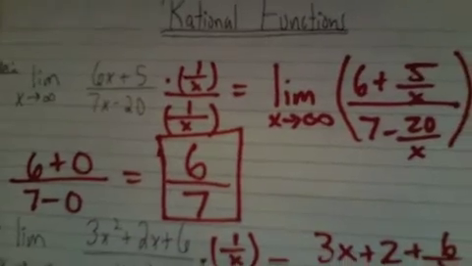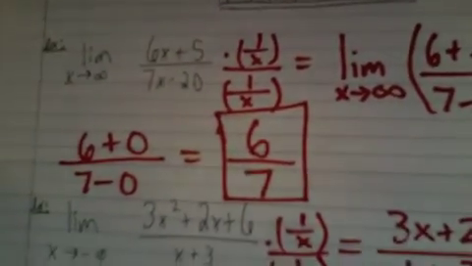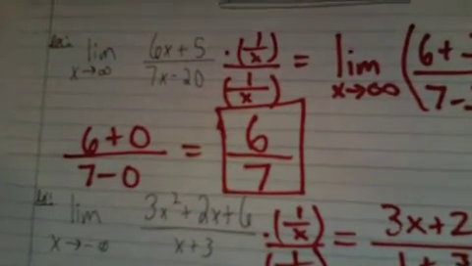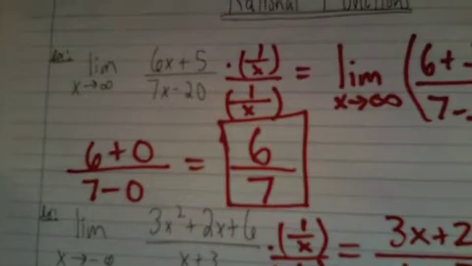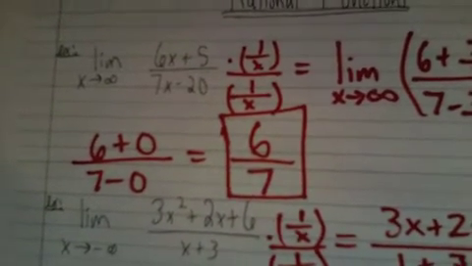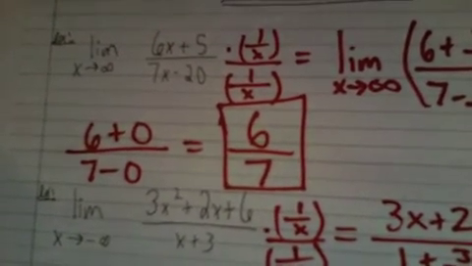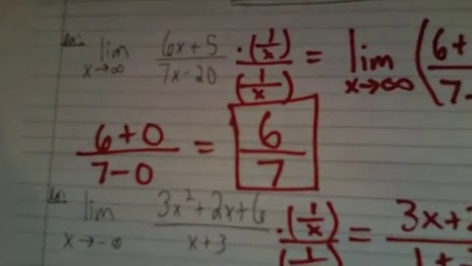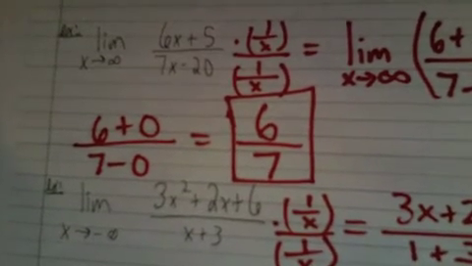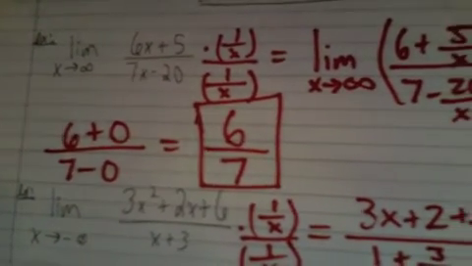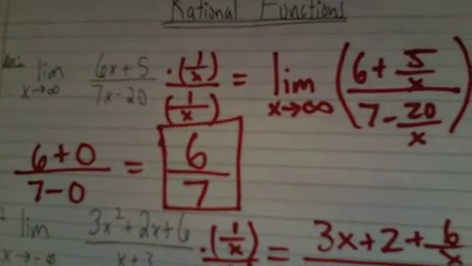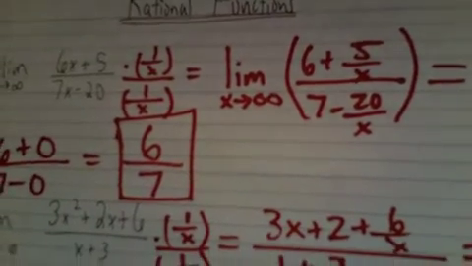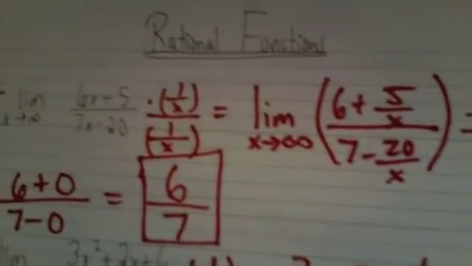Alright, we've got some more examples, and these are all called rational functions. The first problem here is the limit as x approaches infinity of 6x plus 5 over 7x minus 20. What you're going to want to do here is multiply the top and the bottom by 1 over x, so that you can cancel out the x's and get constants, and then you get your 1 over x rule, which in this case is going to be 5 over x and 20 over x. You know that limit as it approaches infinity is always 0, so that is easy to work with.